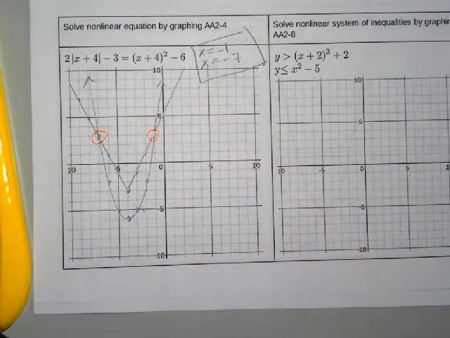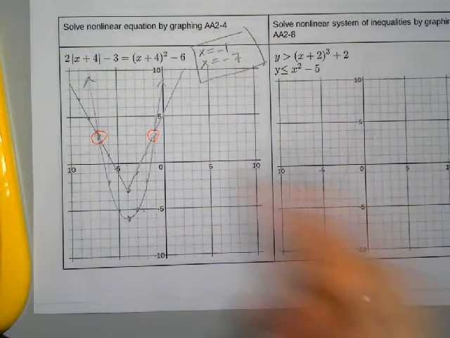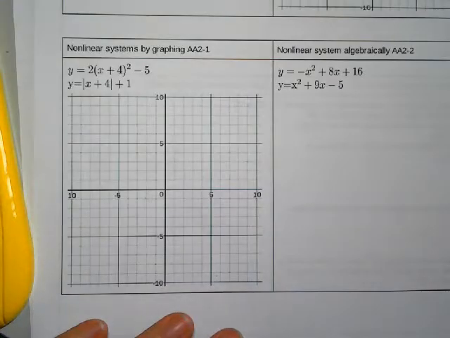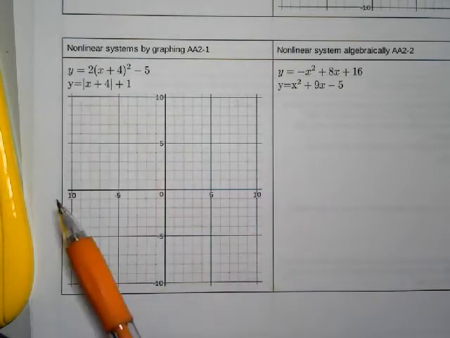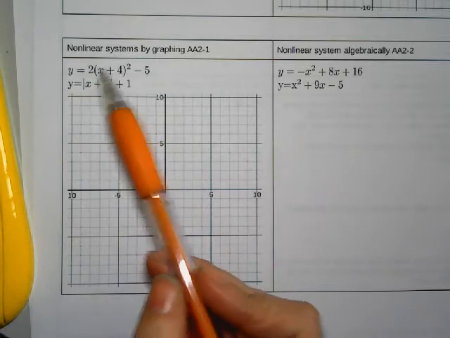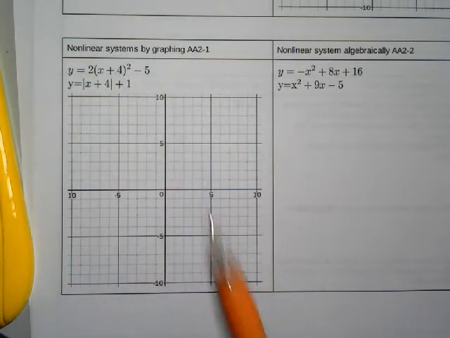So the nonlinear system, I have both x's and y's to begin with, so I'm going to have both x's and y's in my answer. So if I have 2 times x plus 4 squared minus 5, my parabola is going to be at -4, -5. And instead of going out 1 and up 1, it's going to go out 1 and up 2. And instead of out 1 up 3, it's going to go out 1 and up 6. So that's my parabola.